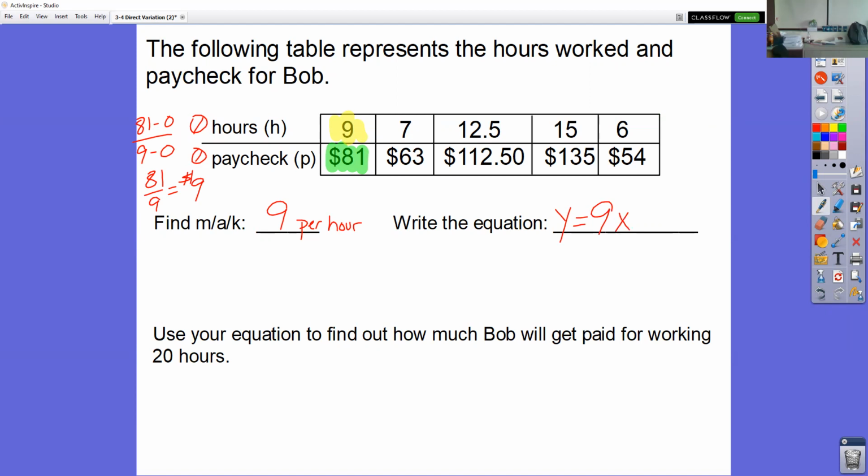Then use your equation to find out how much Bob will get paid if he works 20 hours. So y equals $9 an hour times 20. So he would be paid $180.